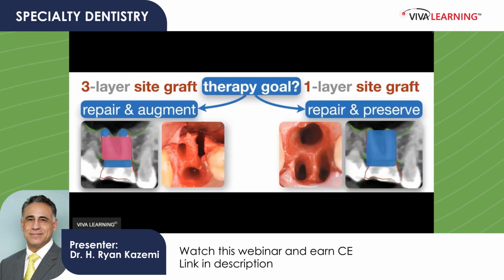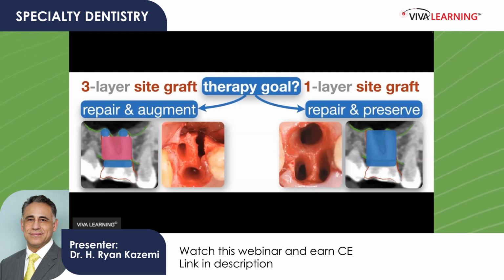Now, what is the goal of the therapy? In a 3-layer site graft, my goal is primarily to repair as well as augment. So as we can see in this example, in a patient that has a defect on a buccal aspect and also a sinus perforation, using this 3-layer technique helps us to not only repair or prevent the fistula from persisting, but also augment the defect at the same time.